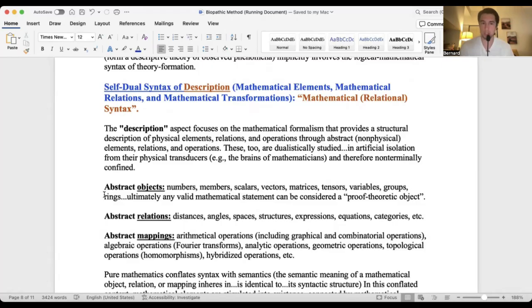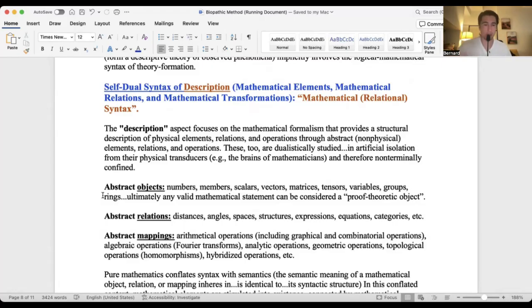Right? So we're already seeing how even mathematicians are engaging in a dualism between their non-terminal thought processes and their terminal communications and notations. All right, their abstract relations would be, for example, distances, angles, spaces, structures, expressions, equations, categories. Abstract mappings would be arithmetical operations, including graphical combinatorial operations, algebraic operations, Fourier transforms, analytic operations, geometric operations, topological operations, hybridized operations, right? There are all sorts of mathematical or abstract mappings, and these are usually considered to be static.